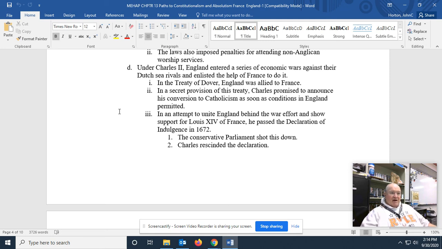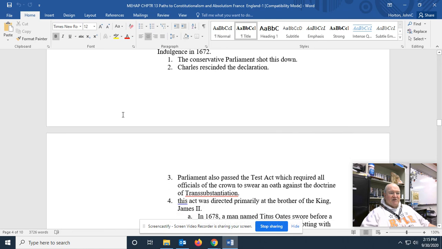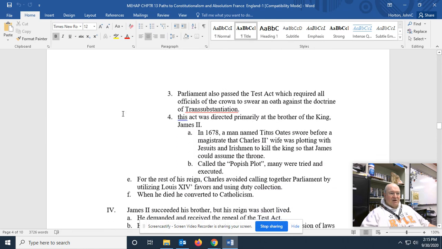In an attempt to unite England behind the war effort and to show his support for Louis XIV of France, Charles passed the Declaration of Indulgence in 1672. That basically was a declaration where the king tried to say Roman Catholicism was okay. As it says there, the conservative Parliament shot this down. Charles then had to rescind the declaration.